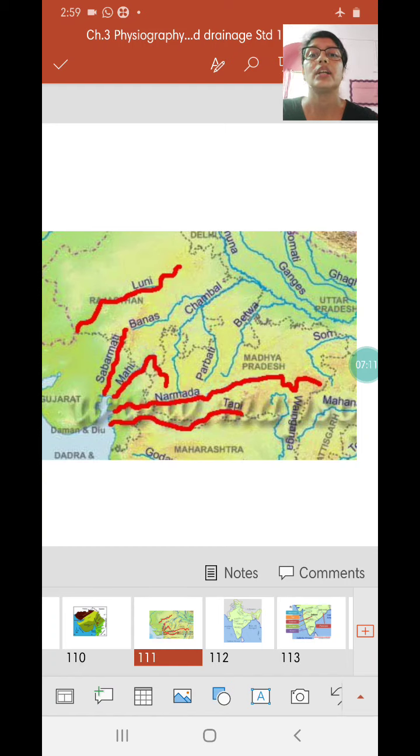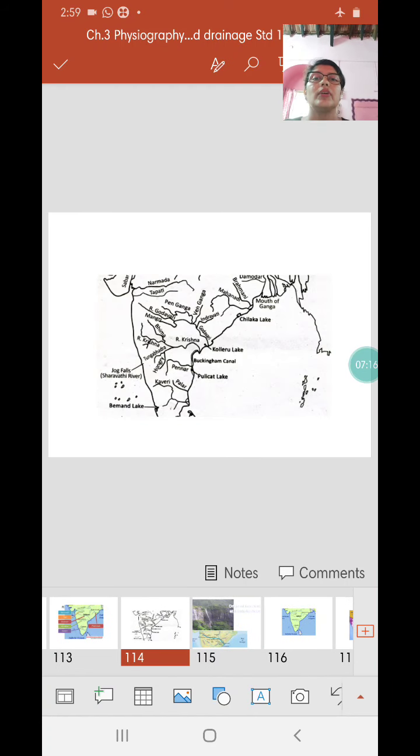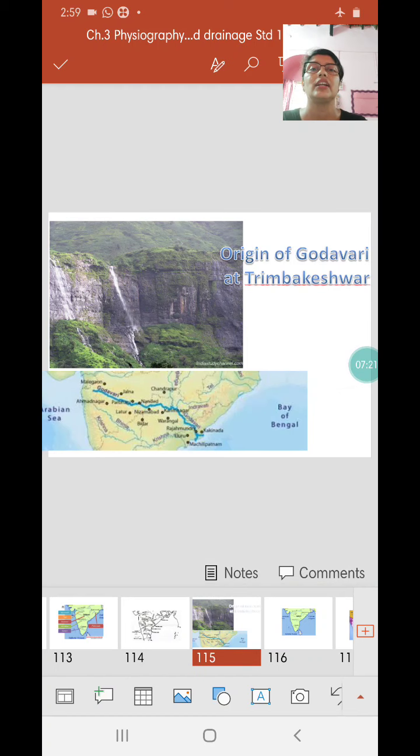Then we come to the east flowing rivers. So I'll take you to another picture now, and these are three major ones, as I told you: Godavari, Krishna and Kaveri, that we are going to study now. The first east flowing river that we are studying is river Godavari. Godavari originates at Trimbakeshwar in Maharashtra. It is the second largest river after river Ganga. So Godavari is the second largest river after Ganga, originates at Trimbakeshwar in the Western Ghats.